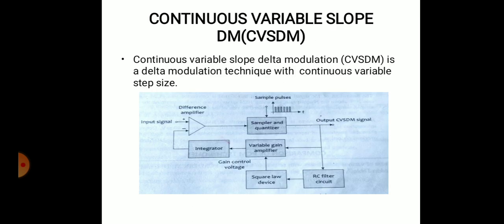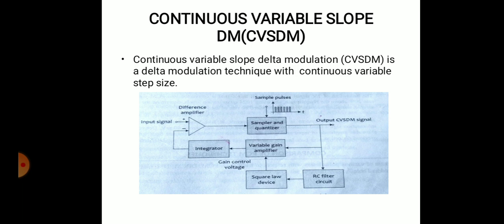Now the last one is the CVSDM, that is the continuous variable slope delta modulation. Continuous variable slope delta modulation is a delta modulation technique with continuous variable step size. So it may be viewed as a special case of adaptive delta modulation. This system adjusts its step size according to the input signal characteristic. And one thing you must remember, that it encodes at 1 bit per sample, so that the information signal sampled at 8 kilohertz is encoded at 8 kbps.